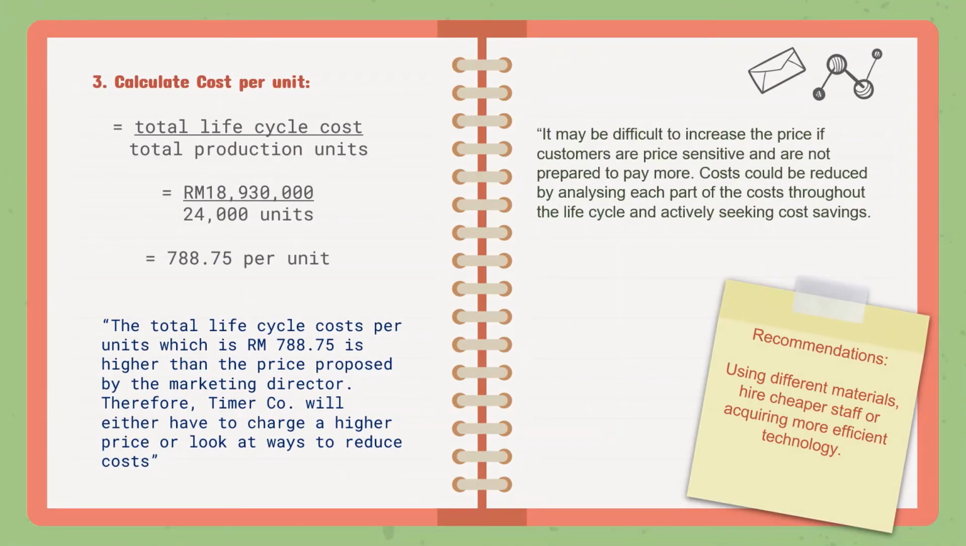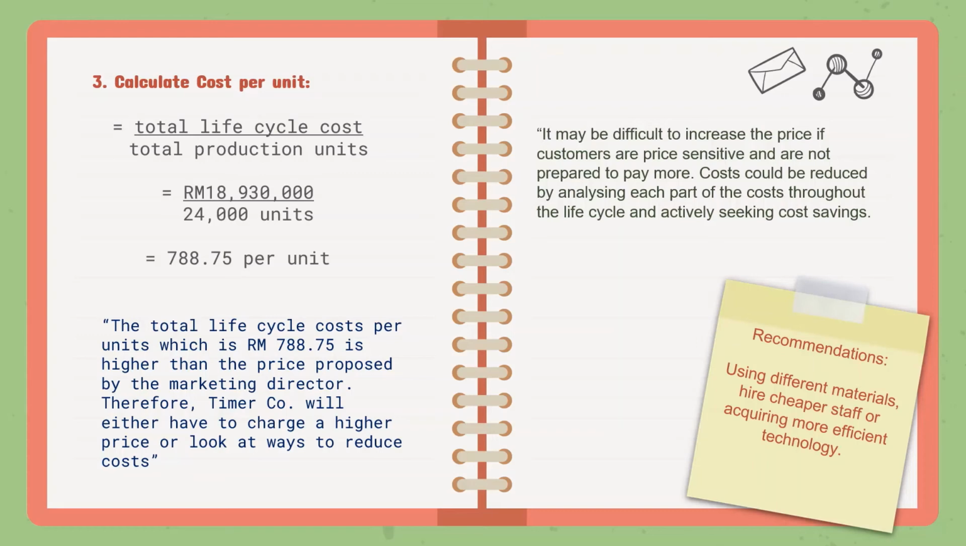The last step, calculate the cost per unit based on the formula given. Total life cycle cost divided by total production units. Therefore, in this case, you will get 788 ringgit 75 cents for 1 unit digital watch.